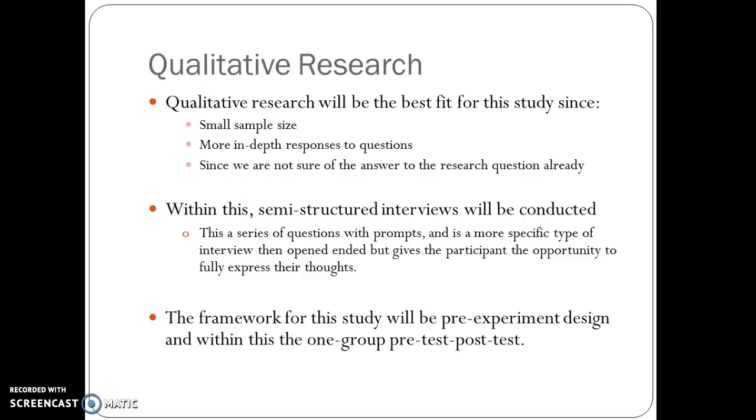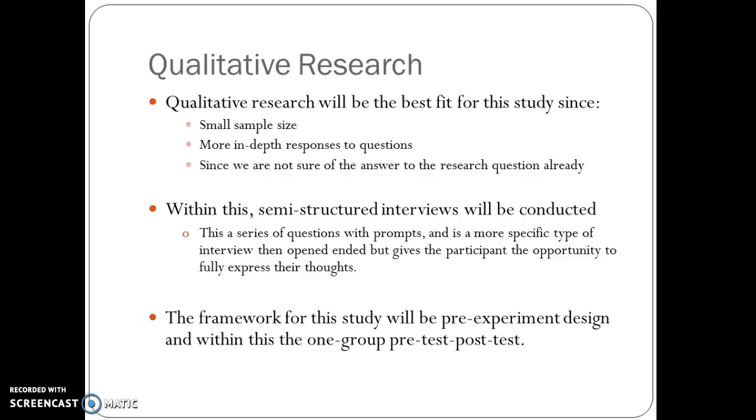So I chose qualitative research for my project. Qualitative research will be the best fit for the study since it's a small sample size that we're dealing with, more in-depth responses to questions, and since we're not sure of the answer to the research question already, it will give us more information on these interviewees. Within this, semi-structured interviews will be conducted. This is a series of questions with prompts and is a more specific type of interview than open-ended, but gives the participants the opportunity to fully express their thoughts on the program.